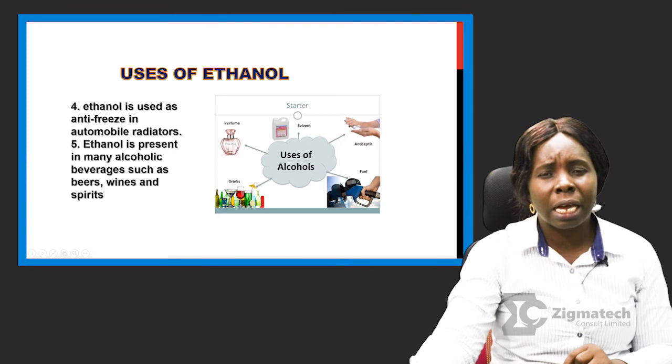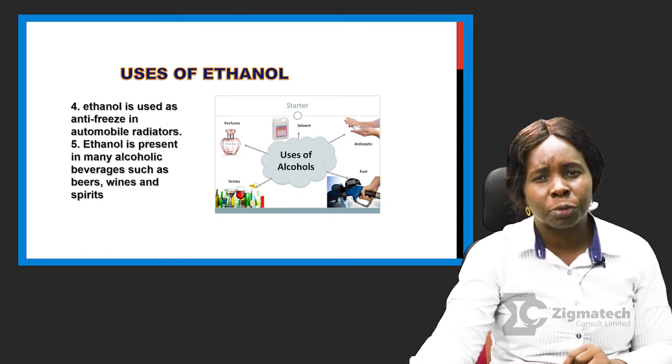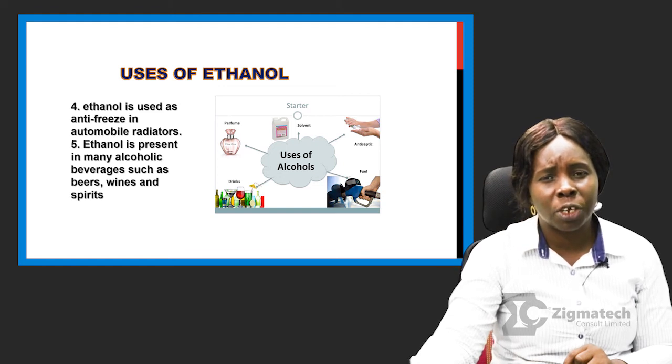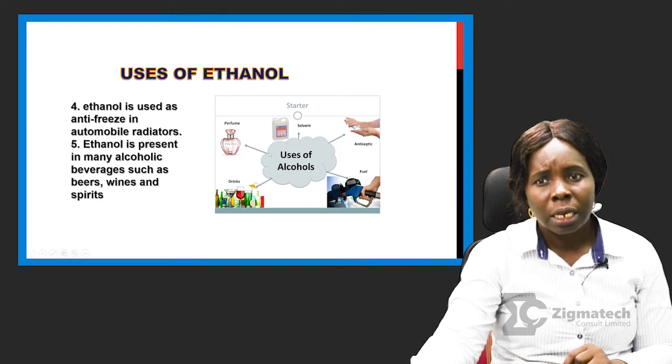Ethanol serves as antifreeze in automobile radiators. In some countries where temperatures are very low, ethanol will help the water in the radiator not to freeze, because ethanol has a very low freezing point. Ethanol is present in alcoholic beverages such as beer, wine, and spirits. So you can see ethanol used as varnishes, used as fuel, and some used as alcoholic drinks. So that is the uses of ethanol.